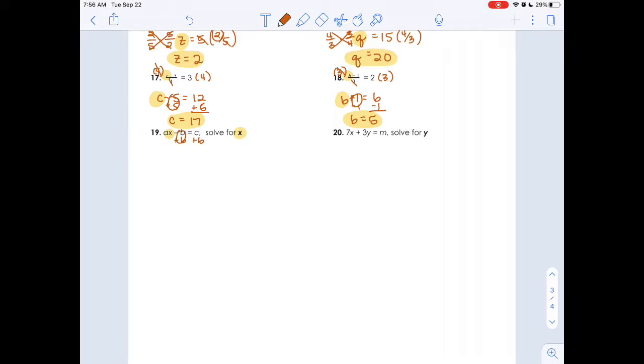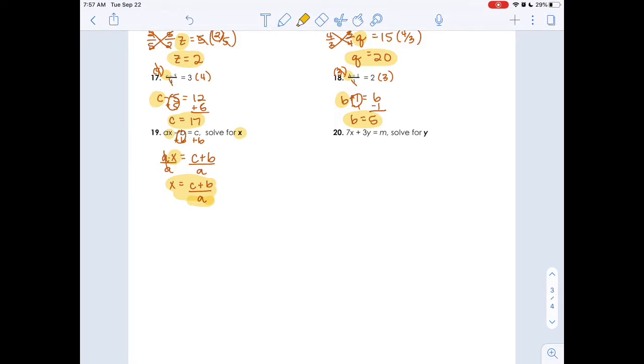Negative b plus b will give me a 0, no matter what b is. If I have a negative of it and I add its positive, I'll get 0, leaving me with a times x equals, now I don't know what c or b is, so I'm just going to write c plus b. Now to undo a times x, I'm going to divide by a, leaving me with 1x. If I divide by a over there, I'm going to divide this whole side by a. Because I don't know what these numbers are, I just copy it down. c plus b over a. That's what x equals.